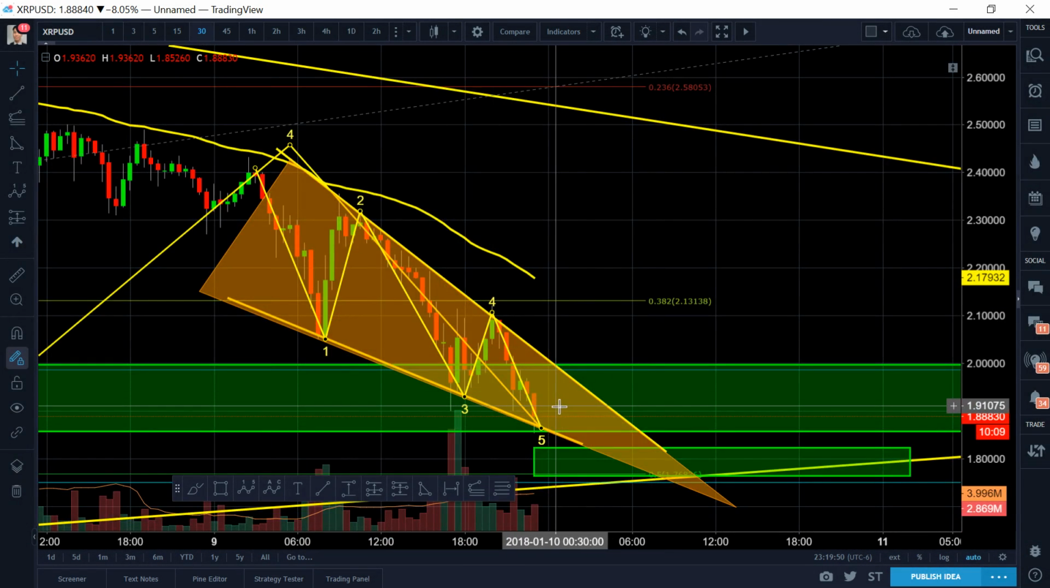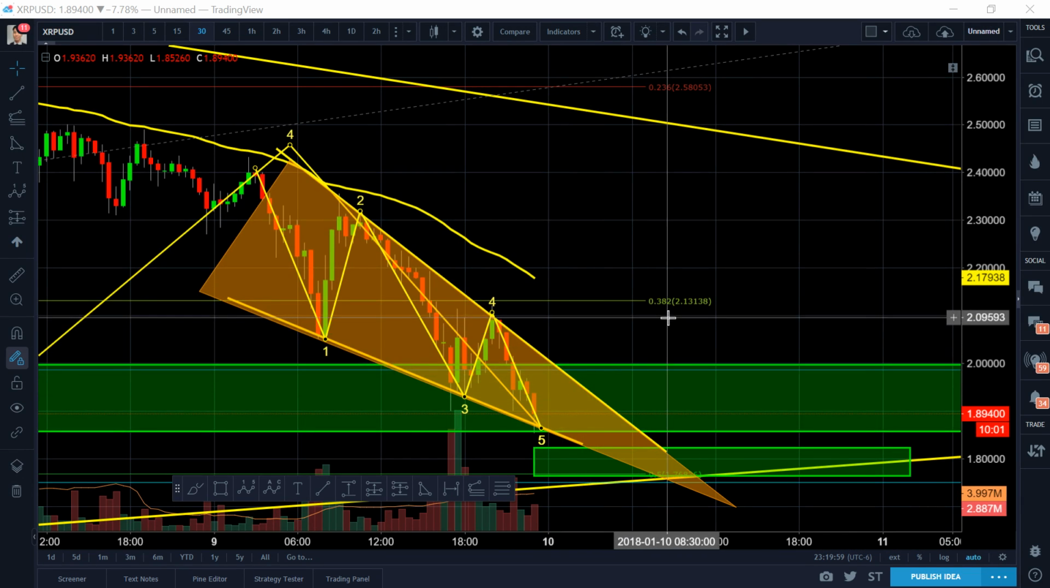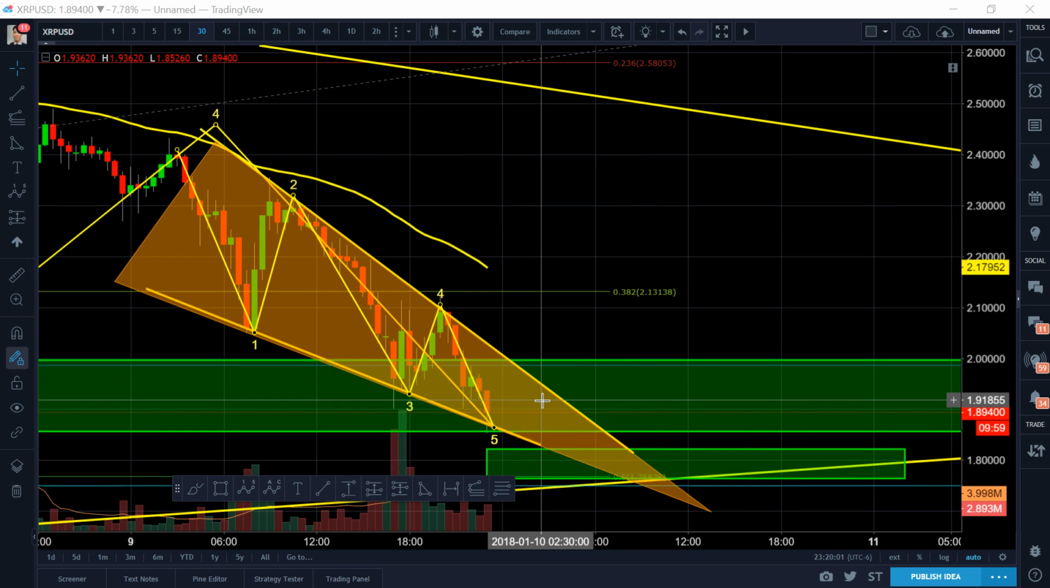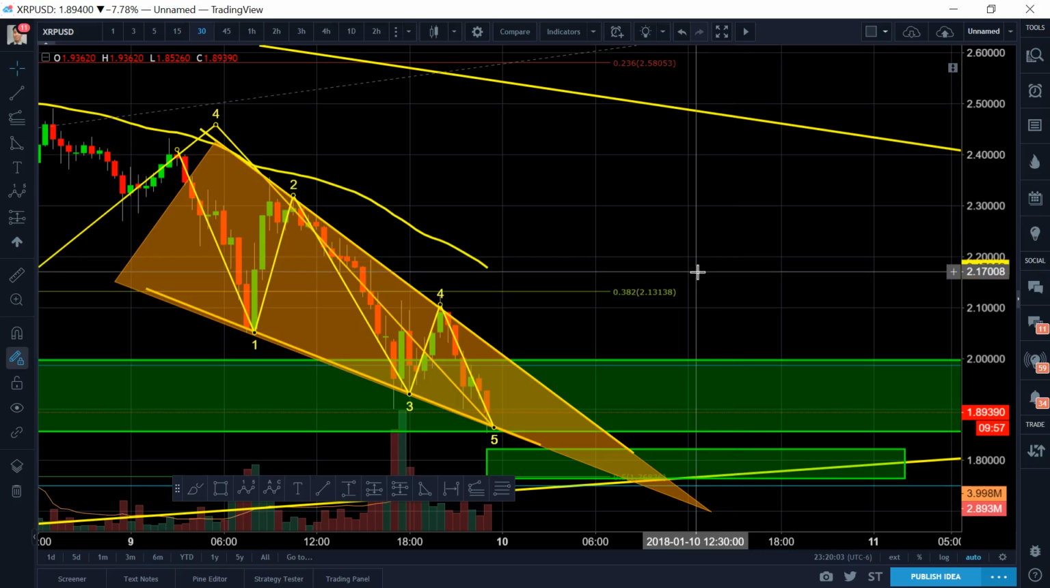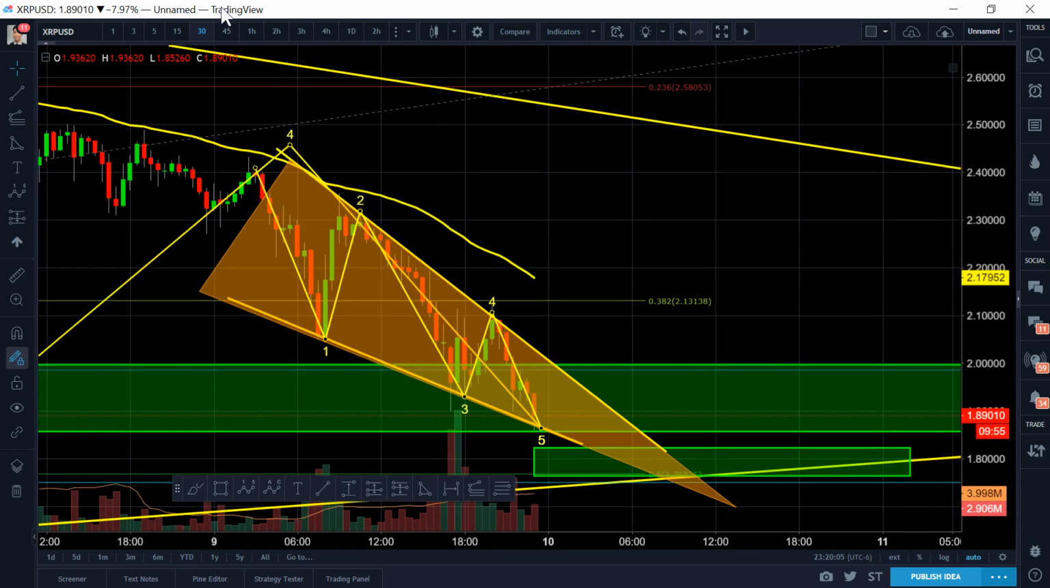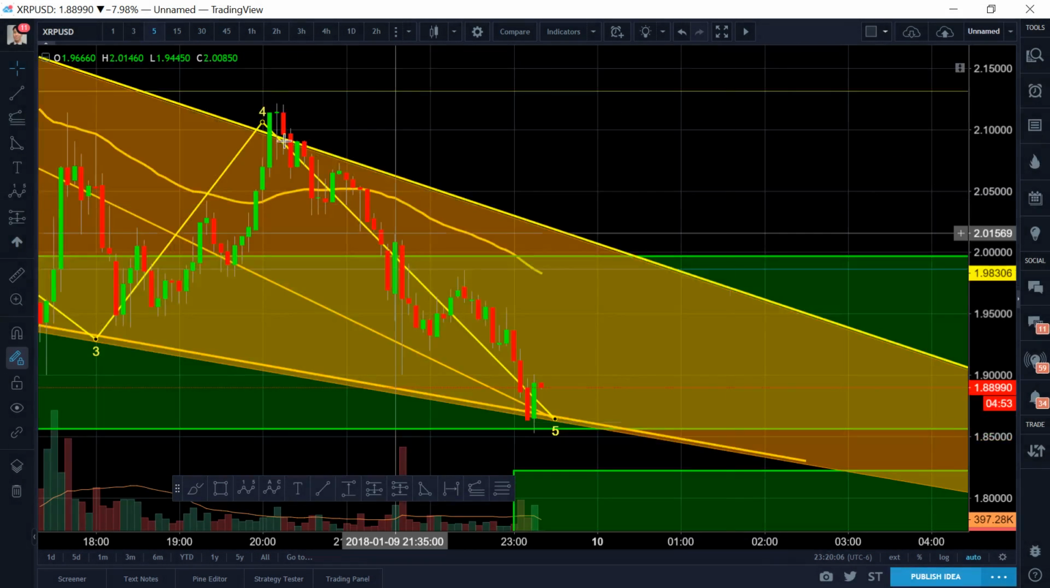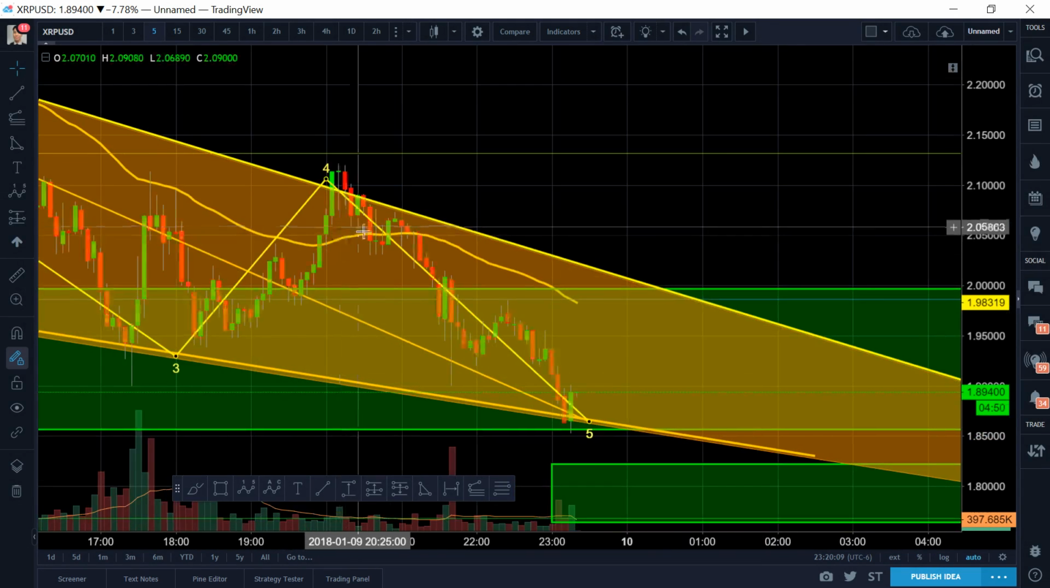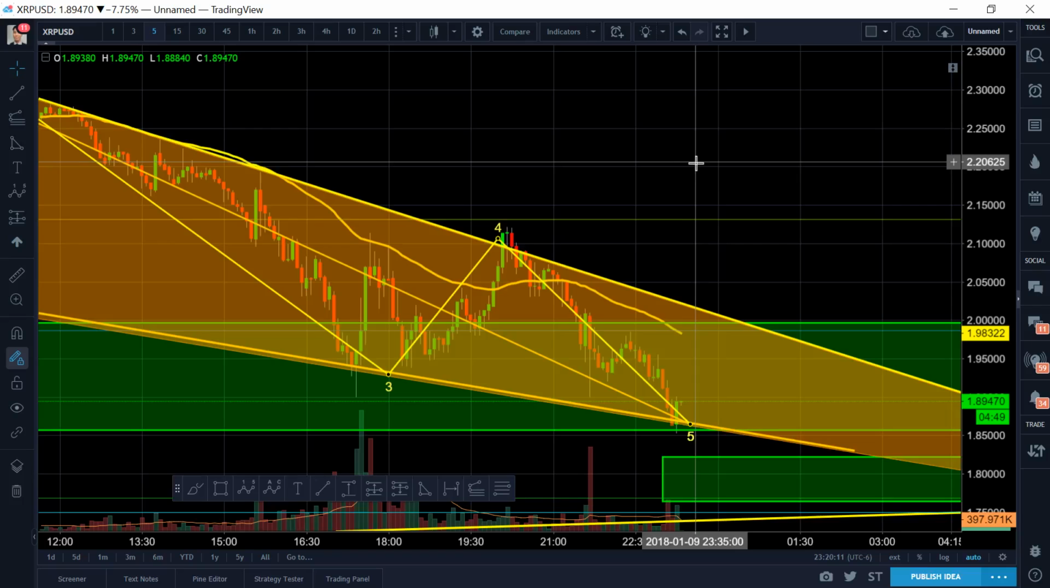There we go. I mean, if it goes back up to, say, 192-ish, we're going to get a nice candle on the 30-minute chart. That's going to be massive rejection. So do we see 5 coming down here? I think we do, guys.